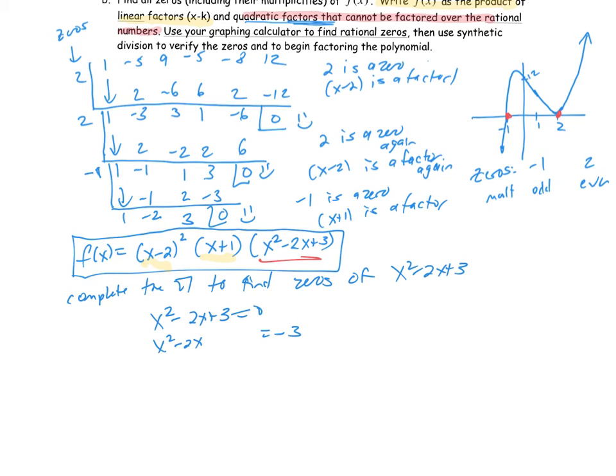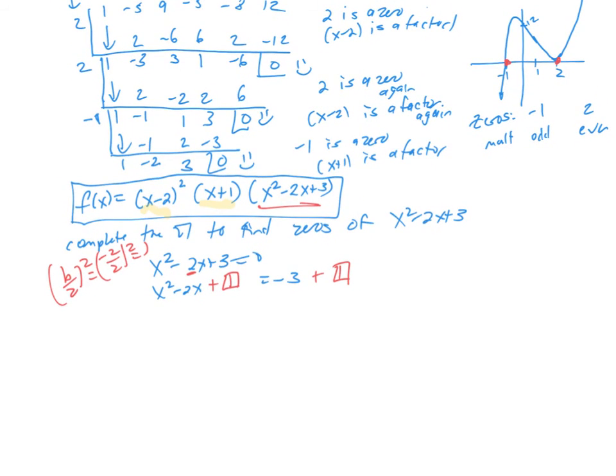And now we need to add the number which will make x squared minus 2x a perfect square trinomial. And that number is b over 2 squared. So b in this case is -2. So -2 over 2 squared is -1 squared, which is 1. So we'll add 1 to both sides of the equation. The reason we did that is now we can rewrite x squared minus 2x plus 1 as a binomial squared. So this will be x minus 1 squared is equal to -3 plus 1, which is -2.